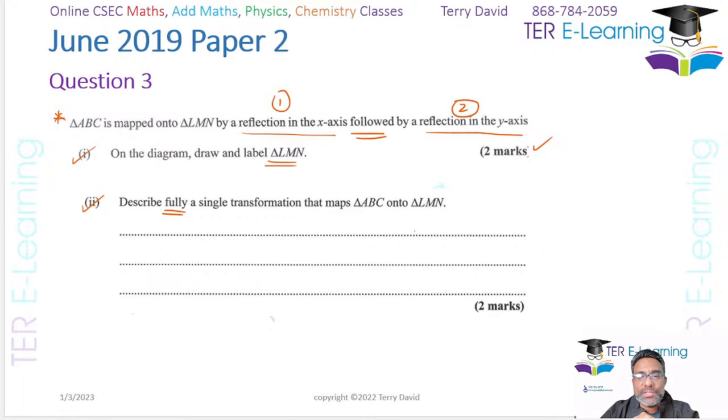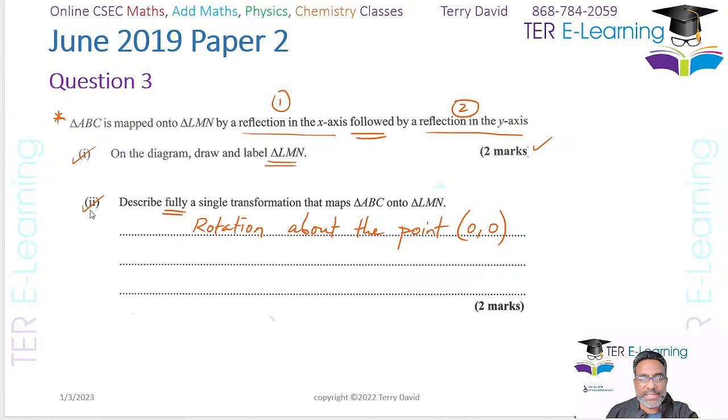Right? So the single transformation that maps this thing here is a rotation, right? And it's a rotation of 180 degrees. Now, when you're describing a rotation, there are several things that we want to see. It is a rotation about the point. You need to specify what your center of rotation is. So the center of rotation in this case is the origin, which is 0, 0. So it's a rotation about the point 0, 0.